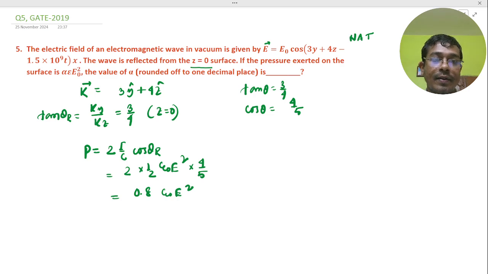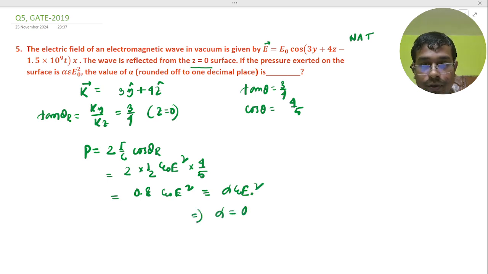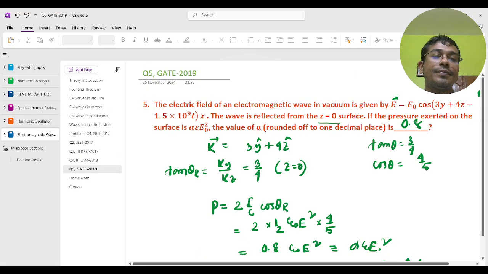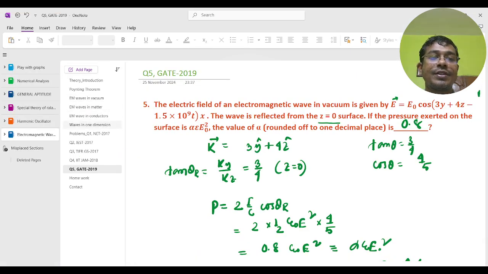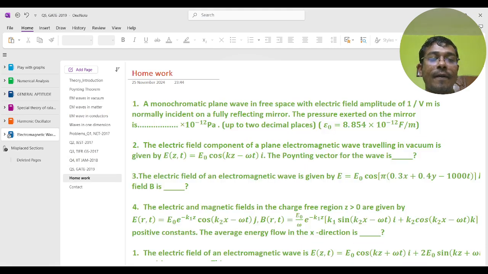Comparing with alpha epsilon naught E naught square, we get the value of alpha as 0.8. So 0.8 would be your answer. We have solved five standard questions coming in NET, JEST, TIFR, IIT JAM and GATE.